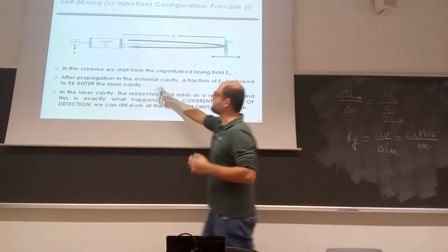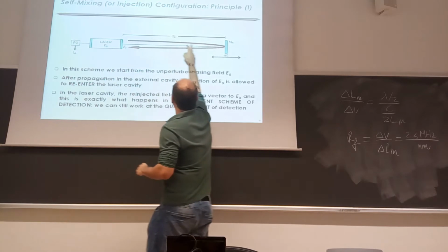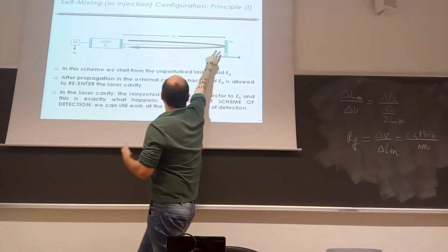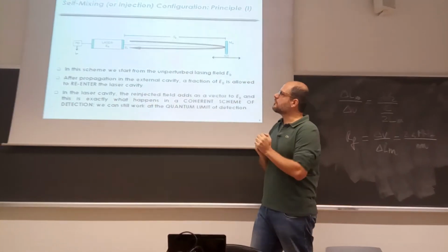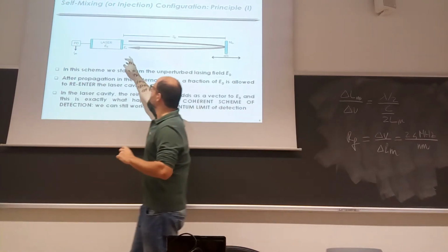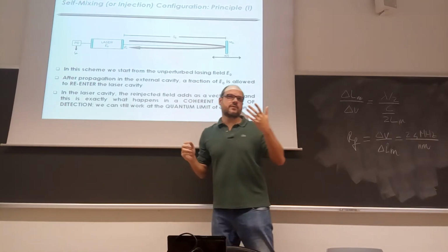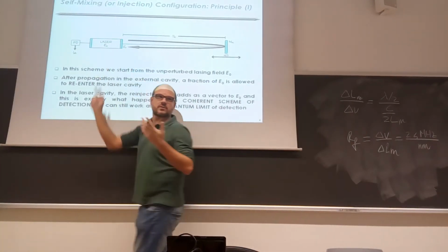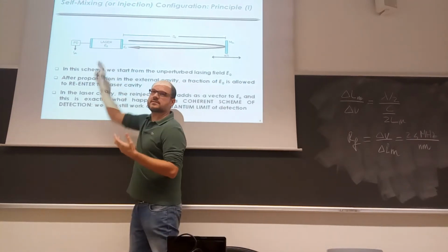So you have emission of the unperturbed field, then you have propagation in the external cavity, and then here you have the value of the back-reflected or back-diffused field. Then, unlike what we have done with the Michelson interferometer, you allow this field to re-enter the cavity. Of course, not all the field, but just a part, because you have the power transmission of this mirror. Okay. And then what happens inside the laser cavity?